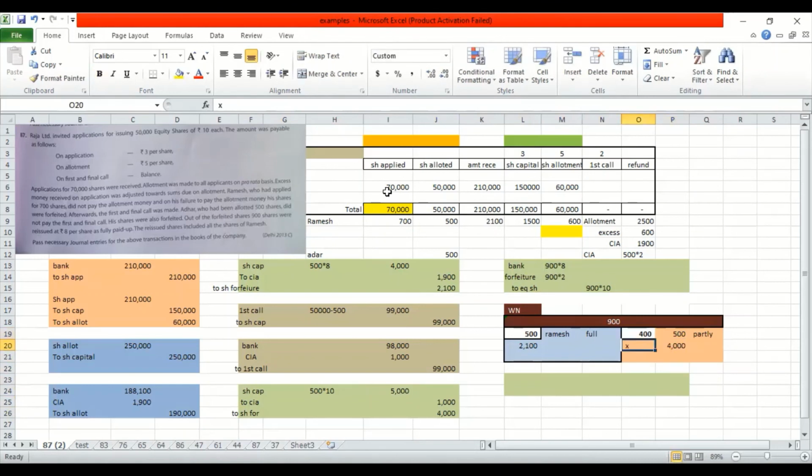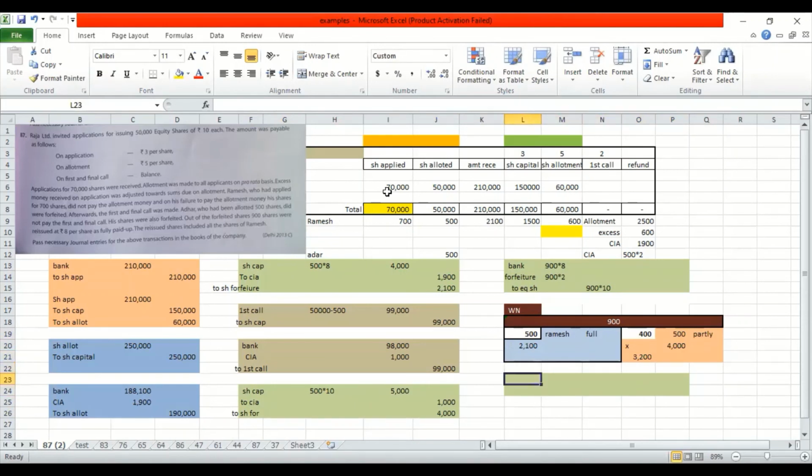400 shares, what would be the forfeited amount? So I have to find the X. Now how do I find it? We can do a cross multiplication. So 4,000 into 400 divided by 500. So I got the forfeited amount is 3,200. Only that amount I can transfer.